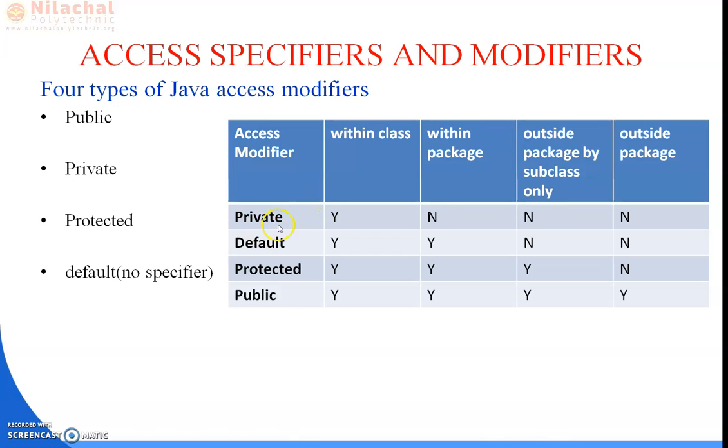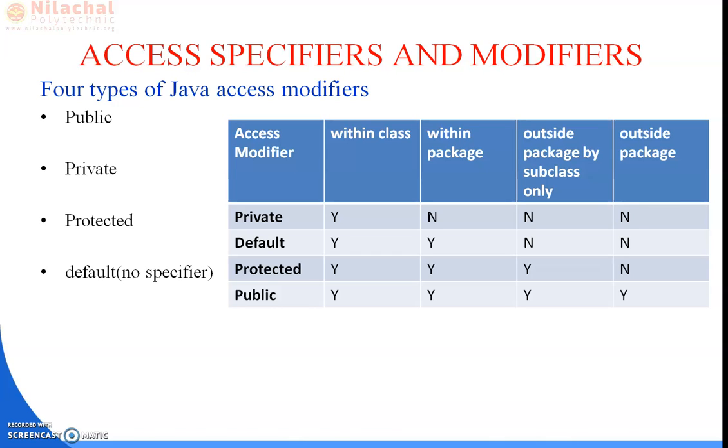As the table shows where the access modifiers can be accessed, starting from private. When a variable or a method is declared private, it can be accessed within the class, but within the package it cannot be accessed. Outside the package by a subclass it cannot be accessed, and outside the package it cannot be accessed when we give the private access modifier to any variable or method.